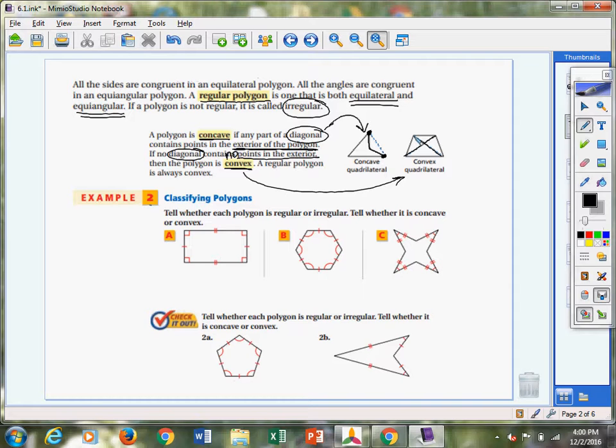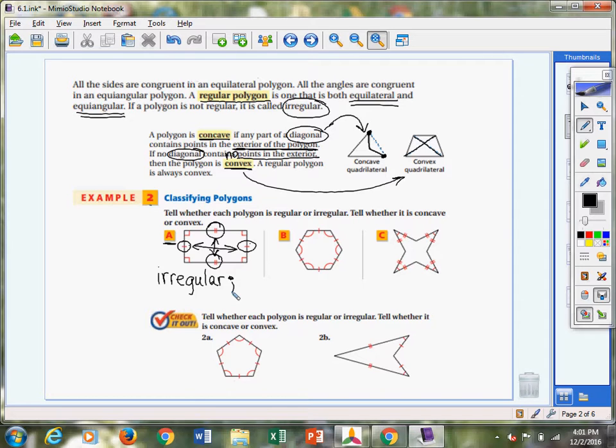All right, so let's apply that knowledge of regular versus irregular, concave versus convex, and let's see if we can further classify these polygons. Okay, so letter A, we have a rectangle, and it's definitely a quadrilateral with 90-degree angles. We've got a rectangle here, and we see that the sides are different lengths. So these 2 are the same, but these 2 right here are different. Okay, did you notice that? So right away we can tell this is irregular. It's an irregular quadrilateral. Okay?